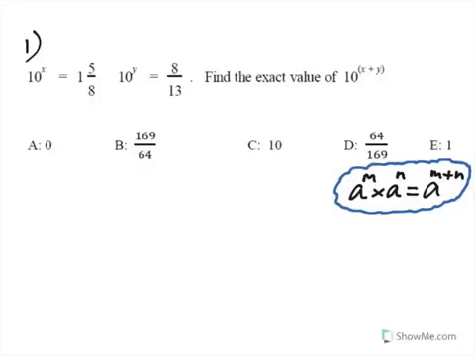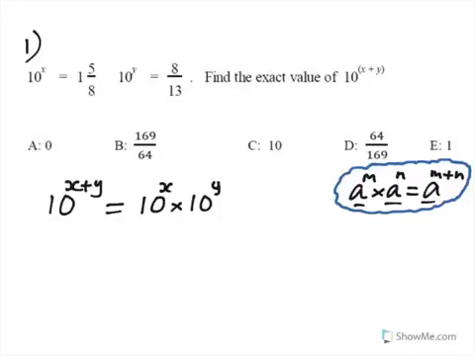It says 10 to the power of x equals 1 5/8 and 10 to the power of y equals 8/13. Find the exact value of 10 to the power of x plus y. If we think about the rules of indices, if the base is the same, we add the powers. So here it looks like a is 10, m is x, and n is y. So this must have come from 10 to the power of x times 10 to the power of y. Remember, the base has to be the same.